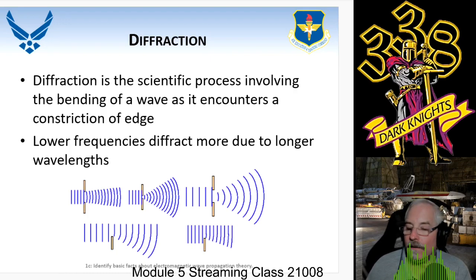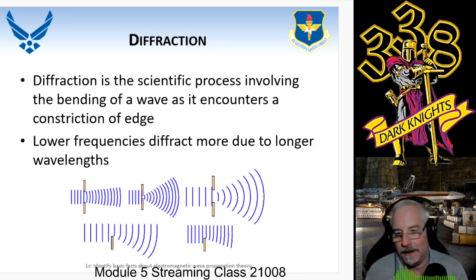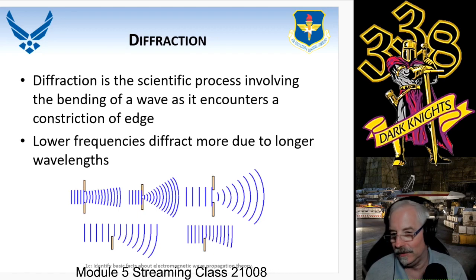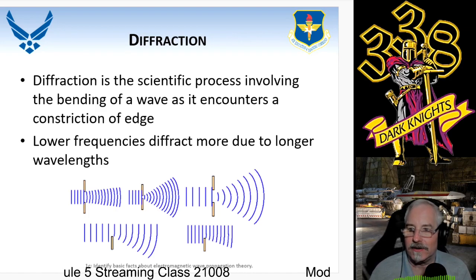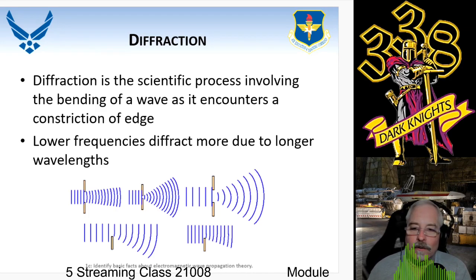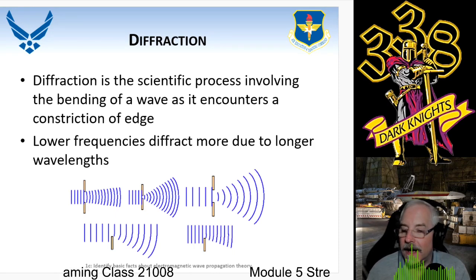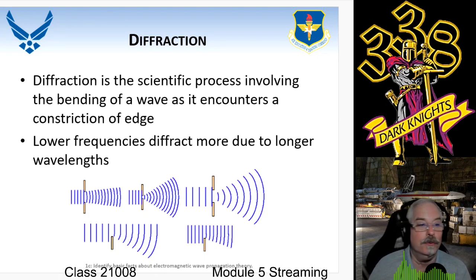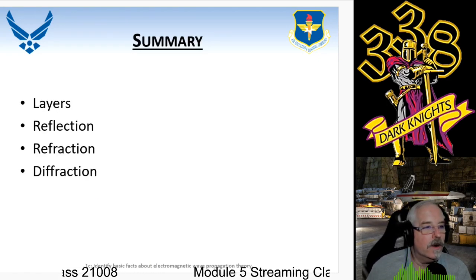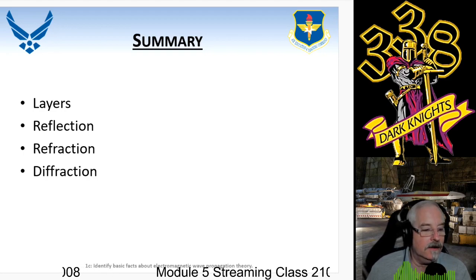And of course, the higher the frequency, the less it's able to diffract. What does that mean? The lower frequencies are able to be bent around a doorway, whereas a higher frequency is going to have problems getting through that doorway. So we've quickly gone through layers, reflection, refraction, and diffraction.